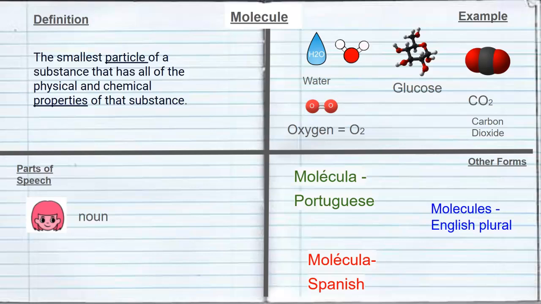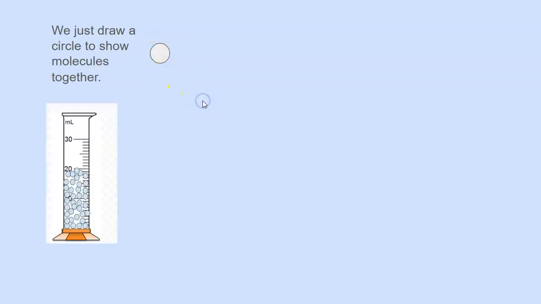Okay, but when we're drawing molecules, go back to this for a second. When you get into high school and chemistry, you're going to start to draw them as their chemical makeup, made up of atoms and things like that. Right now, you don't have to draw them like that. You're just going to draw them as a circle. Okay, we're going to have some conformity on how we draw things. You're going to draw it as a circle.